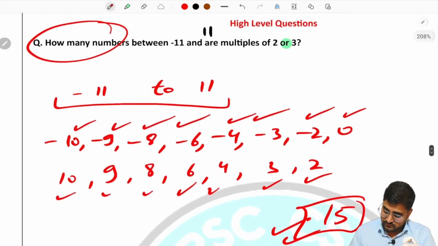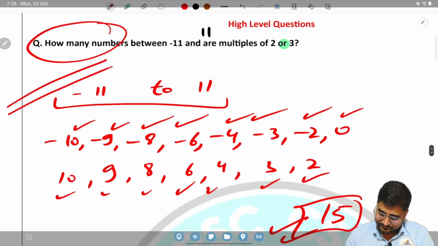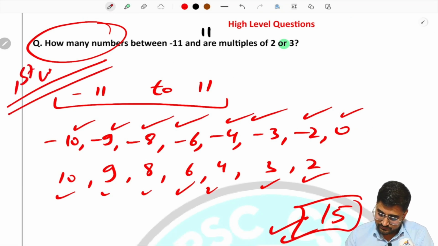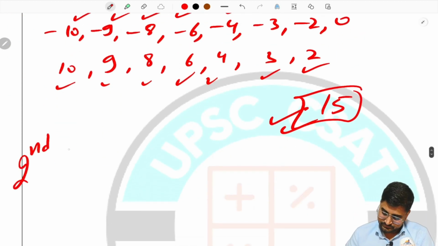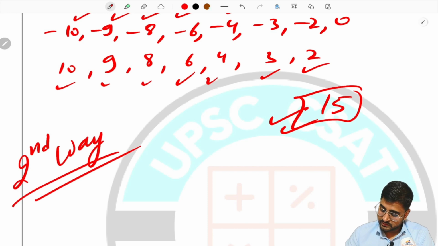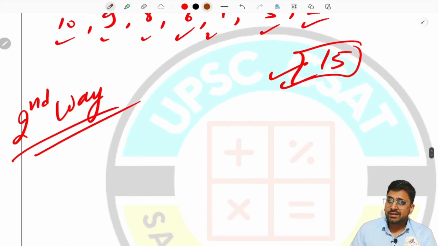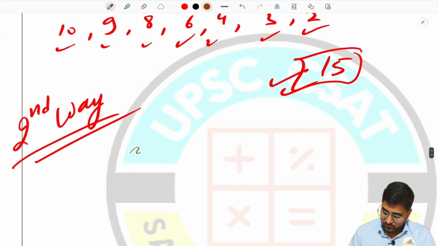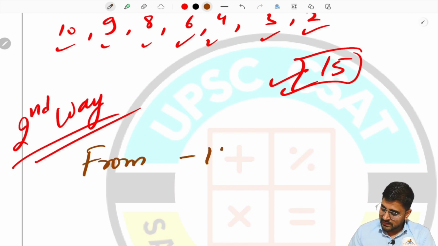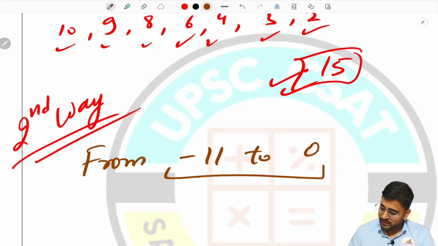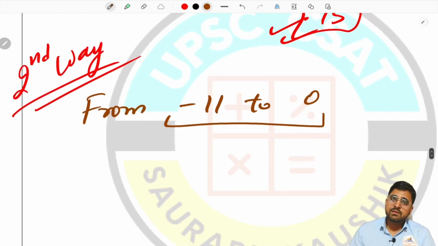Now that's the first way. In the second way, let's change the pen. It's a very simple question. Please listen to me carefully. From minus 11 to 0, how many numbers are there which are divisible by 2 or divisible by 3?